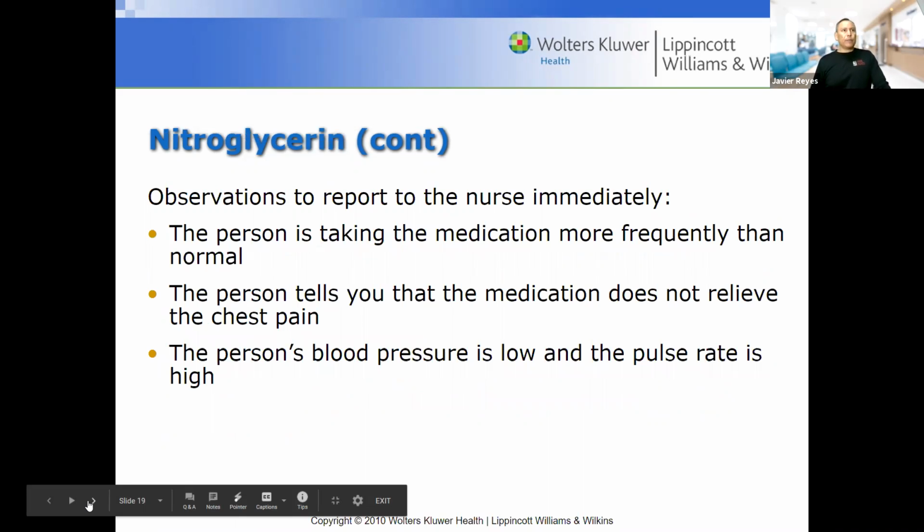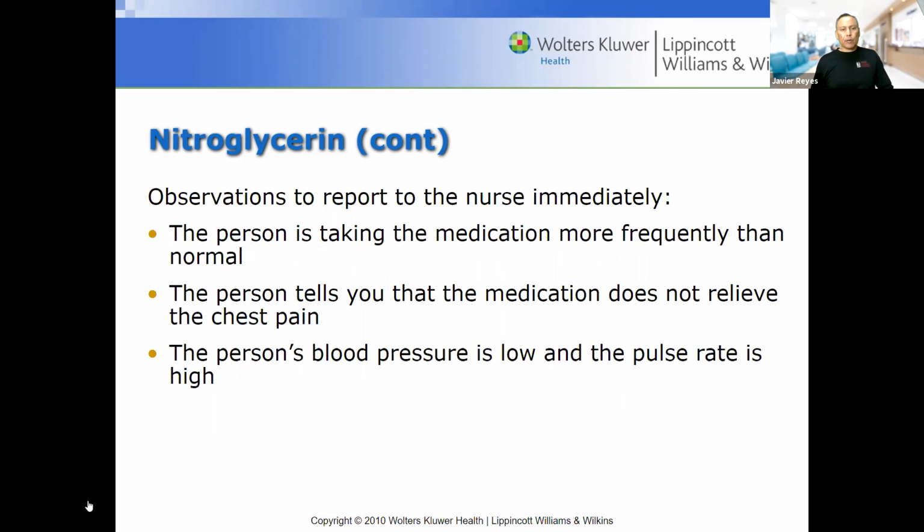Observations to report, obviously, if the person has a history of chest pain or heart disease, and they seem to be using it more frequently. Maybe they haven't used it in the last 3 months, and now every other week they're having to use it. That's a red flag. That means that something is going on in the heart. Maybe more occlusion, maybe developing a heart attack, and so on.